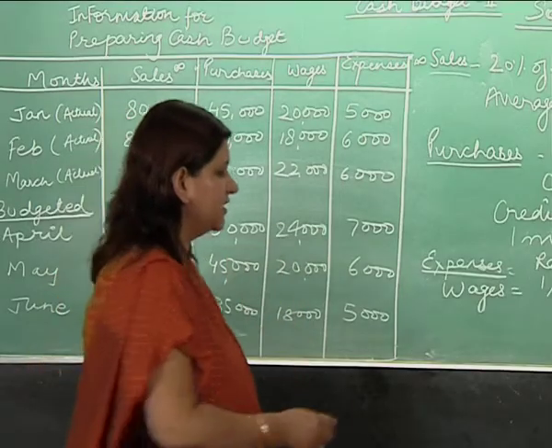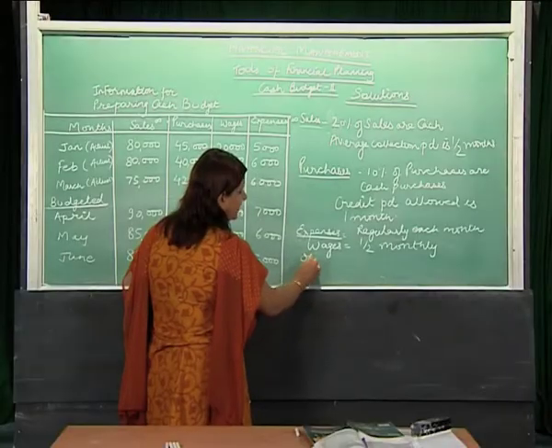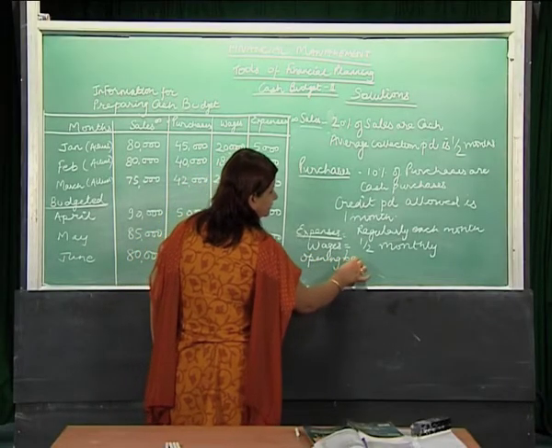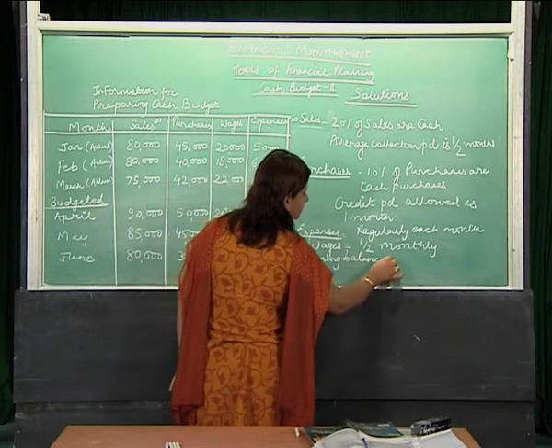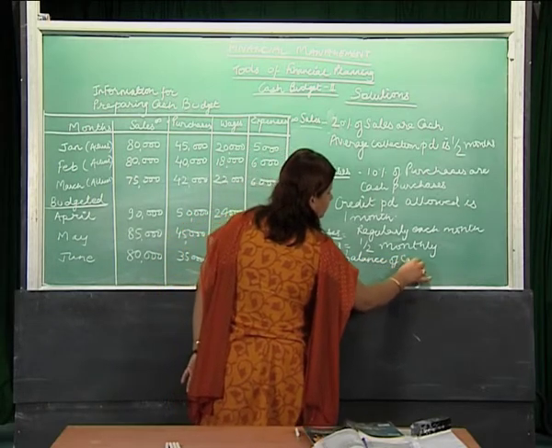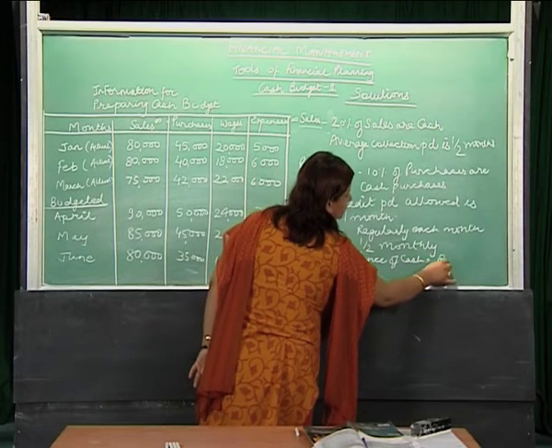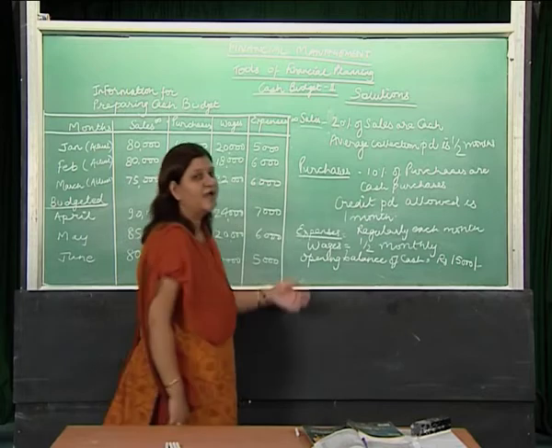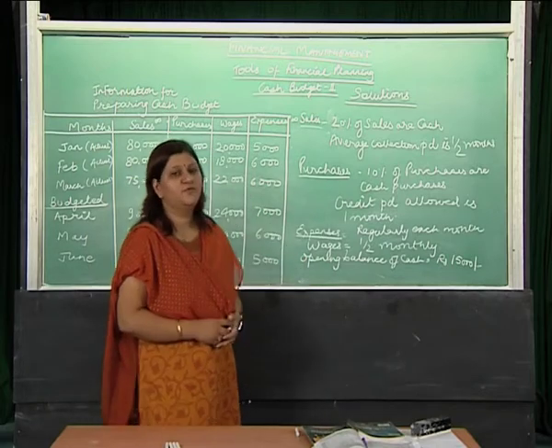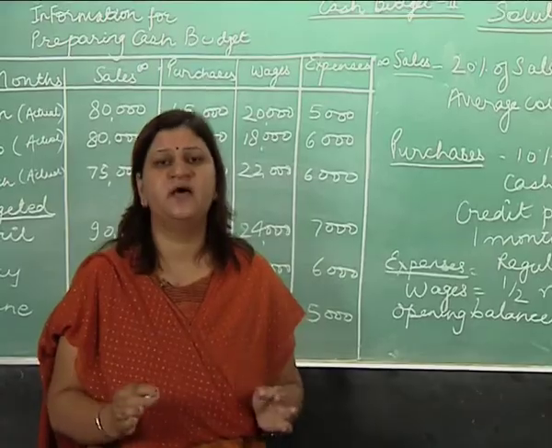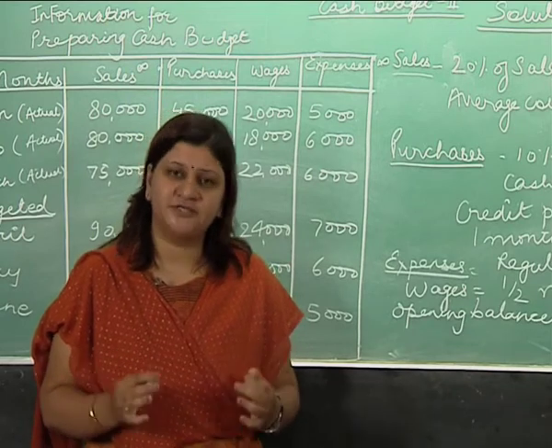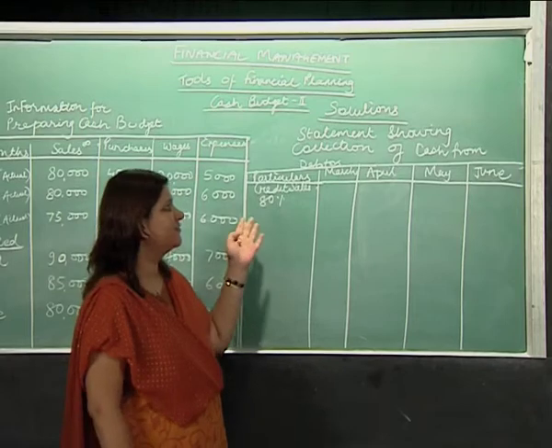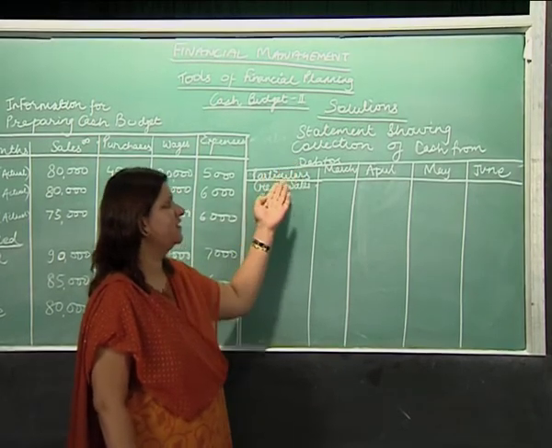One more important information is given as opening balance of cash, it is rupees 15,000. Having known all the information, now we will first of all prepare the schedules for the collection of the debtors as well as the payment of wages. Now we have to find out the collection of the cash from debtors.